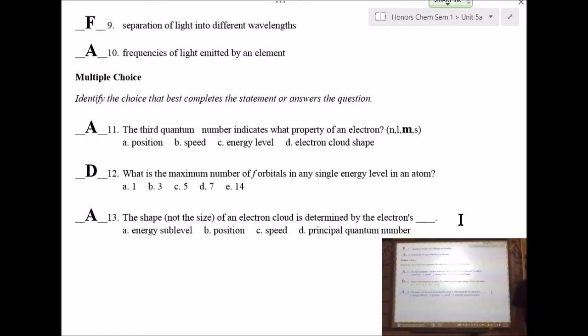Number 12, what's the maximum number of f orbitals? But let's talk about each level. What's the maximum number of s orbitals per energy level? 1. Maximum number of p orbitals? 3. Maximum for d? 5. And then f is 7. Number 13, the shape, not the size, of an electron cloud is determined by the electrons. Yeah, and that's another name: energy sublevel, or sublevel, is orbital. So that's not a very good question, in my opinion.